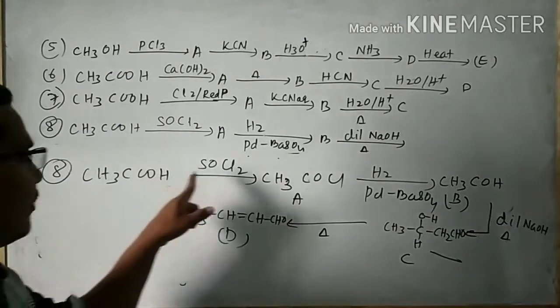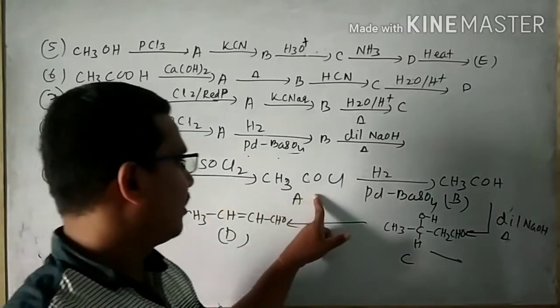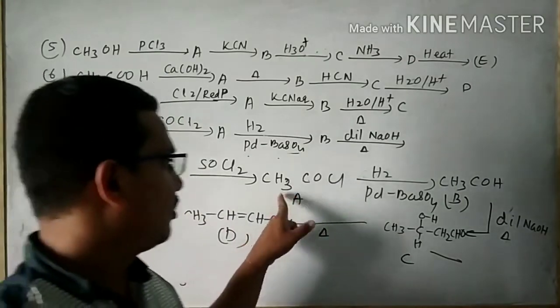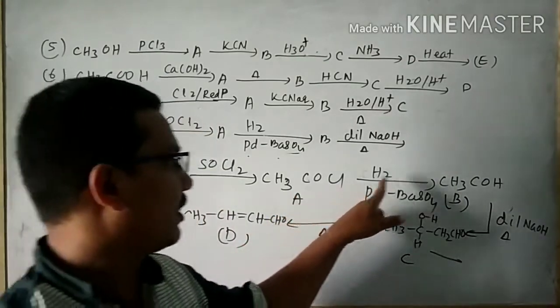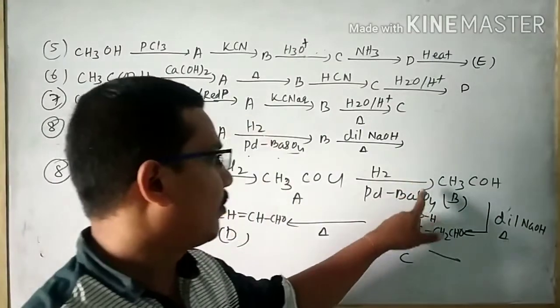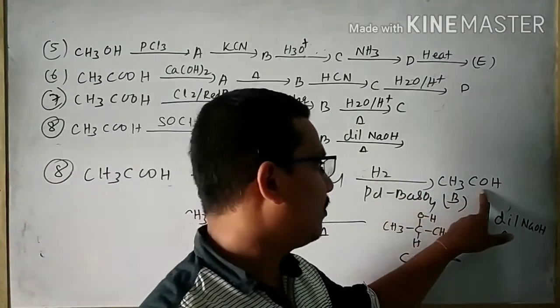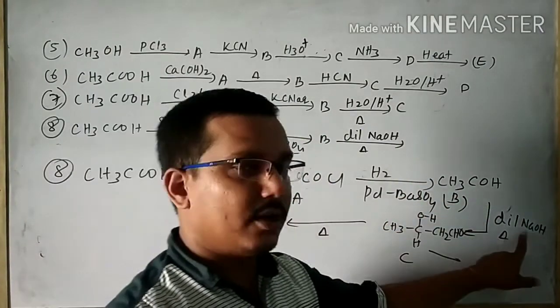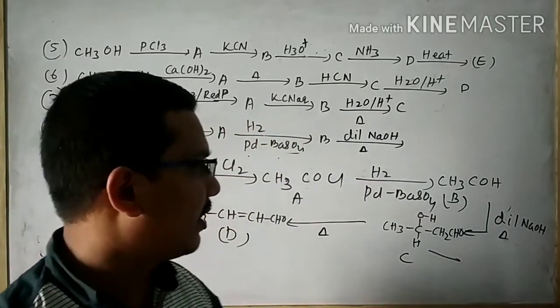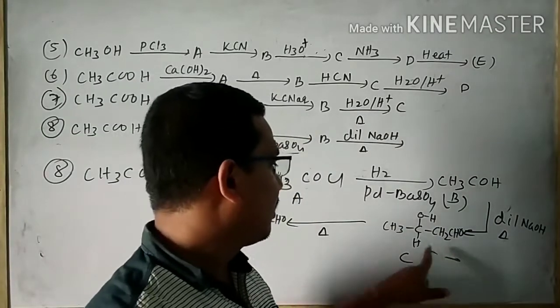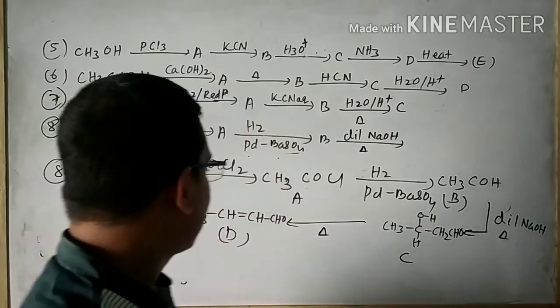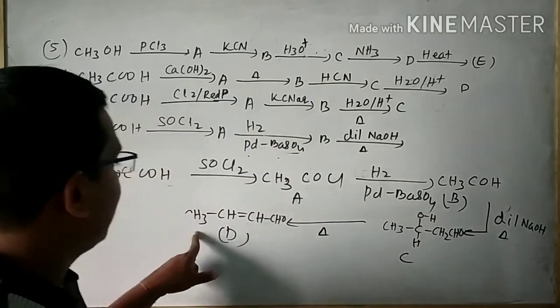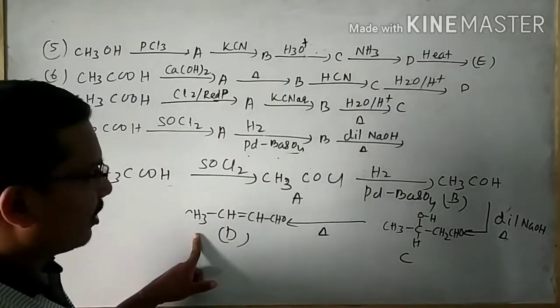Acetic acid reacts with SOCl2 to form acetyl chloride, that is your CH3COCl. Next it is subjected to Rosenmund reaction. Acetaldehyde is formed. Acetaldehyde undergoes aldol condensation in the presence of dilute NaOH. Then this product is formed. Then it is subjected to heating. Then the alpha beta unsaturated product is formed.